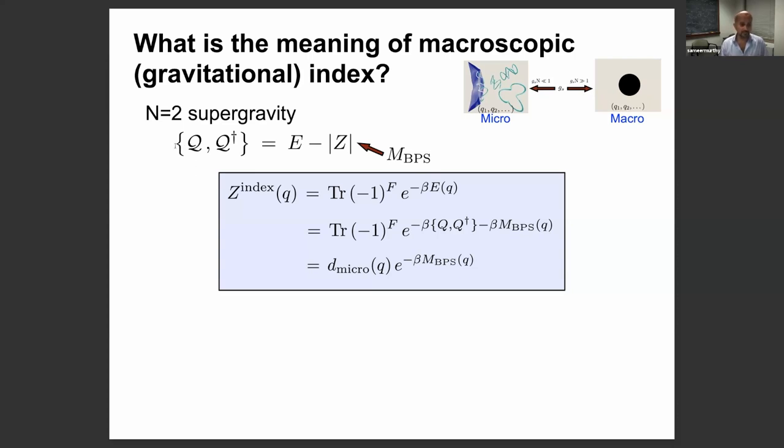But essentially, the algebra that we have to focus on is like this: QQ bar is E minus the absolute value of Z, where Z is the central charge of the theory. And you can think of that as the energy or the mass of the BPS state of a given charge.